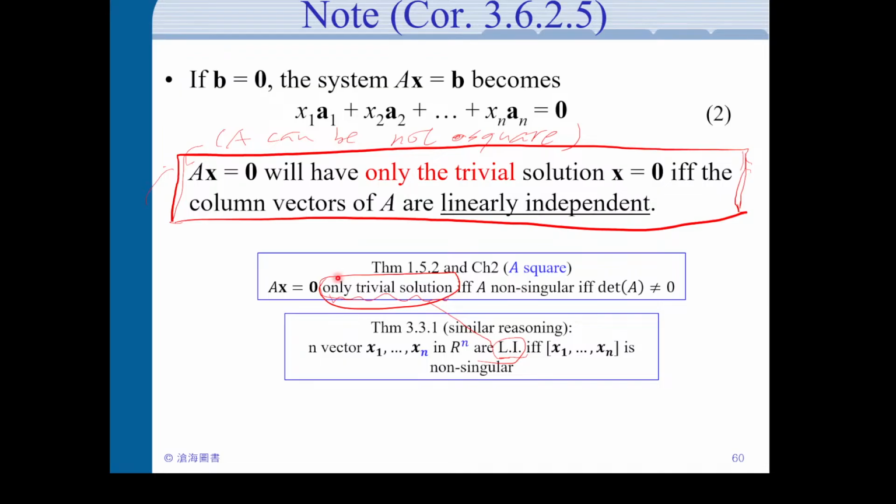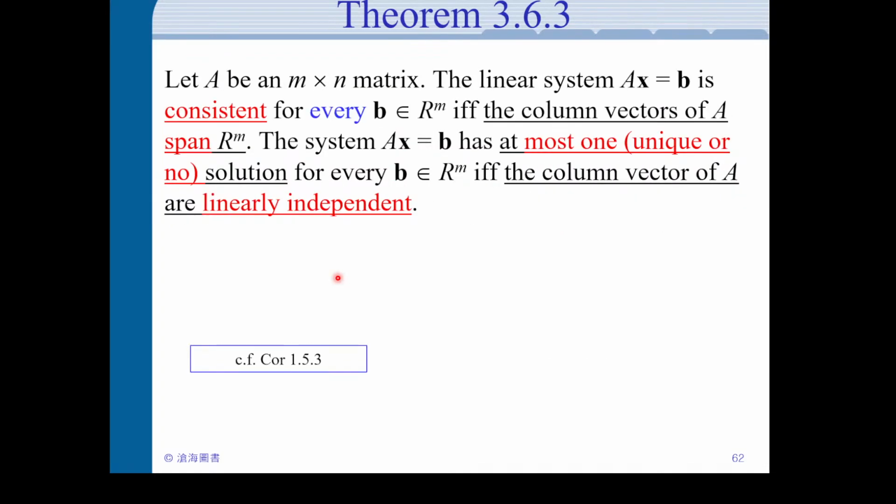Any questions? If not, let's go to the next theorem. The next theorem tries to say a little more than the previous one. It's nice to know this theorem, and it's quite a mouthful.